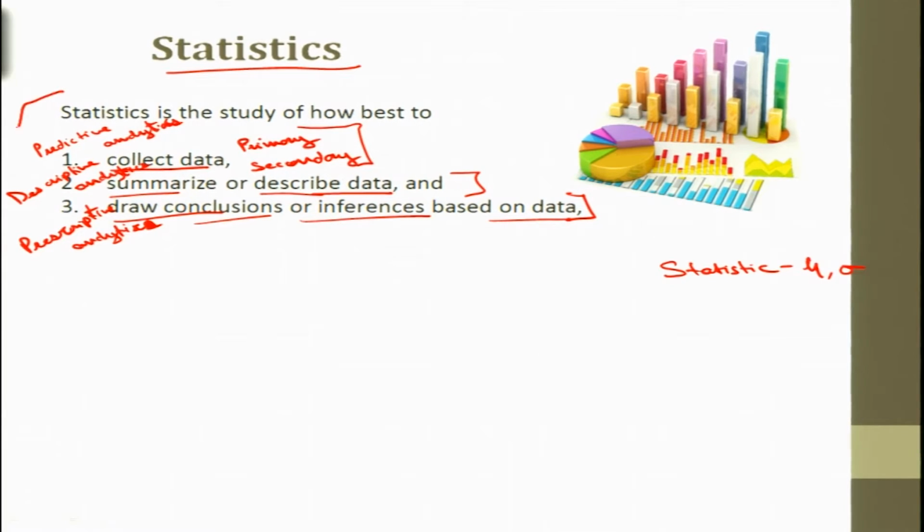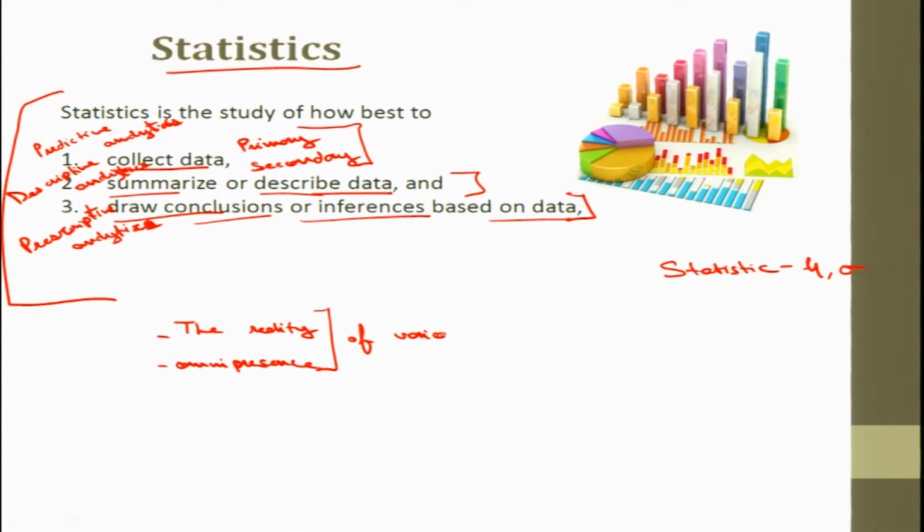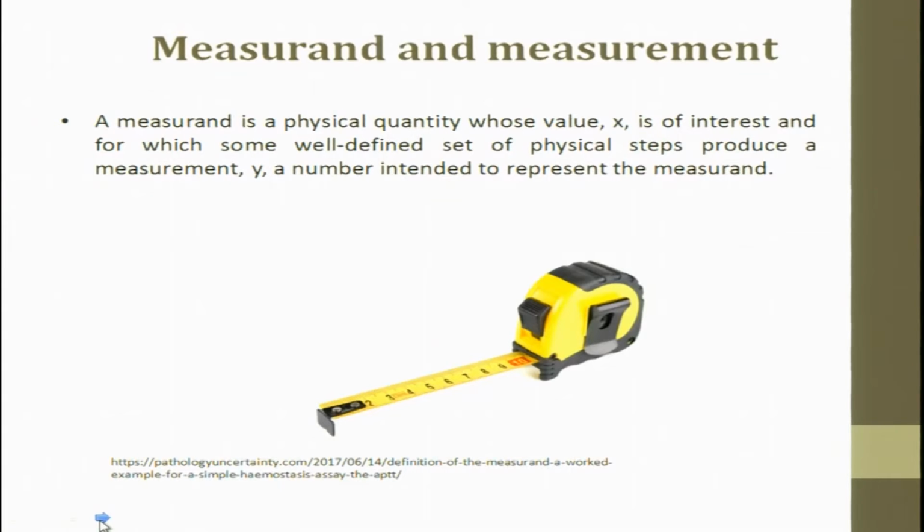So this is all a framework which recognizes the reality and omnipresence of variation in physical processes. So next, I would like to discuss a few terms: measurand and measurement.